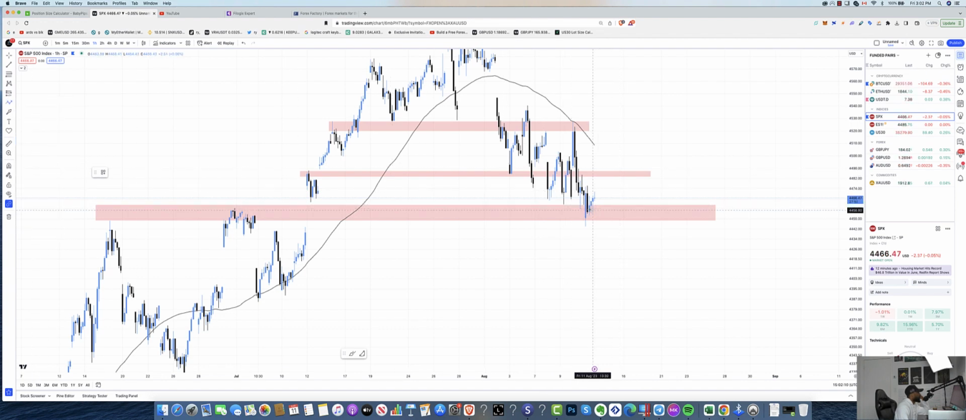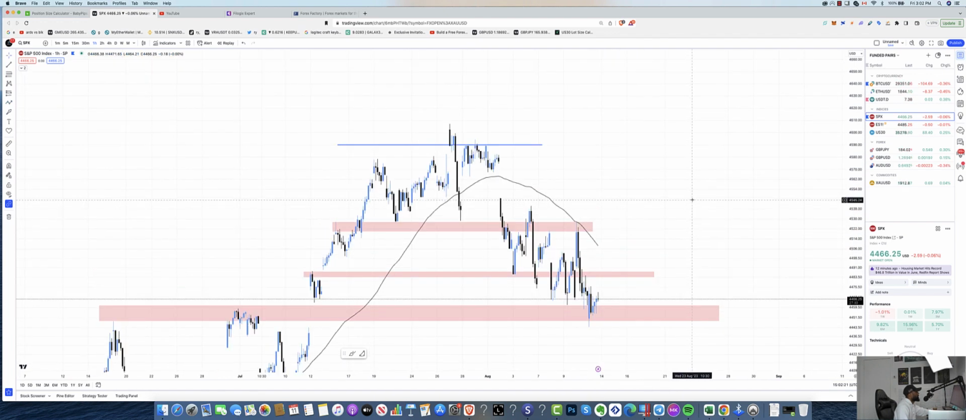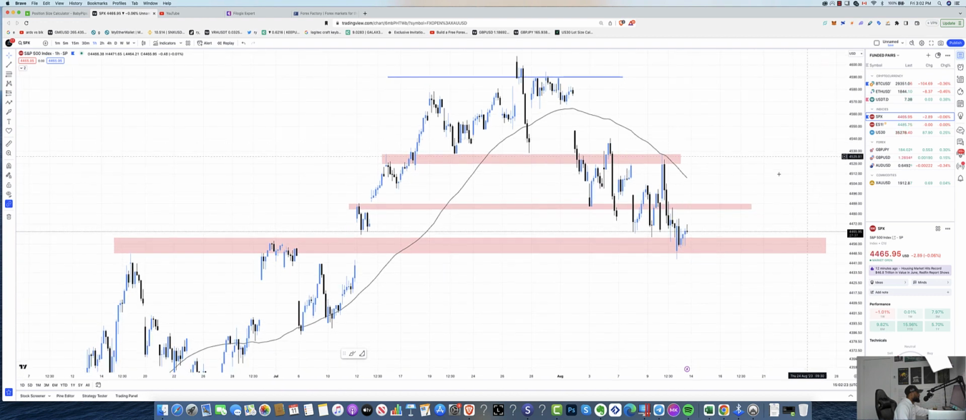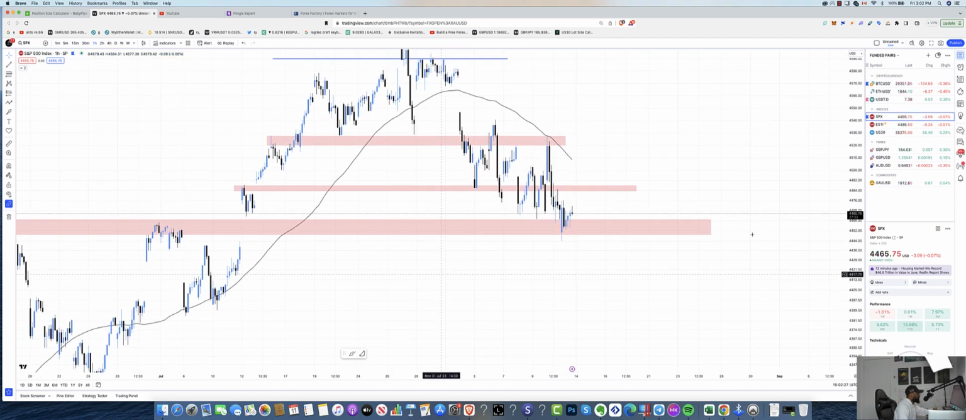See if we have a move here, get rejected, and then head down, or if we just break above and then start heading up, right? So that's all we're kind of really looking for right now for the S&P 500. There's not too much else. Not too much has changed in the last day.